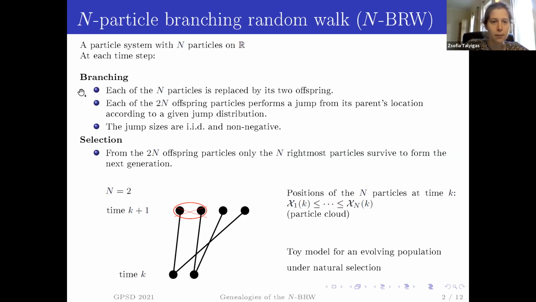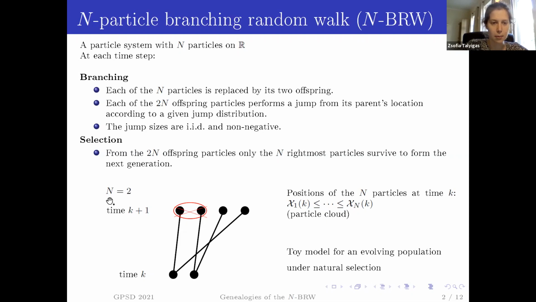So first, what is branching? Well, first, each of the n particles is replaced by its two offspring. Then each of the two n offspring particles performs a jump from its parent's location according to a given jump distribution. And these jumps are independent, identically distributed, and non-negative. So children move away from their parents to the right on the real line. And then after these jumps comes the selection step, where from the two n offspring particles, only the n rightmost particles survive and they form the next generation.